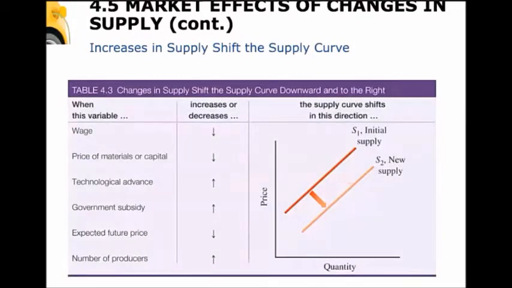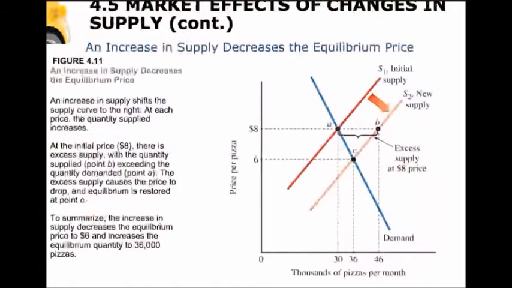Now, this is going to happen if any of the variables other than price or quantity that affect the supply relationship changes in a particular direction. What makes the supply curve shift to the right or supply increase? Well, a decrease in wages, a decrease in the price of materials, an increase in technological advancement or a government subsidy, a decrease in future prices, or an increase in the number of producers. All of these variables moving in this direction is going to shift the supply curve to the right, which is an increase in supply. What's the market effect of this change?